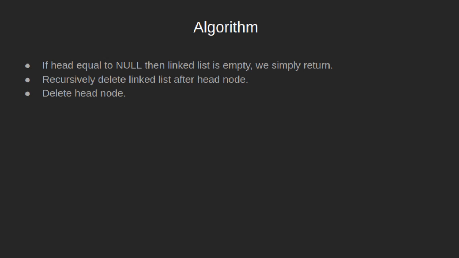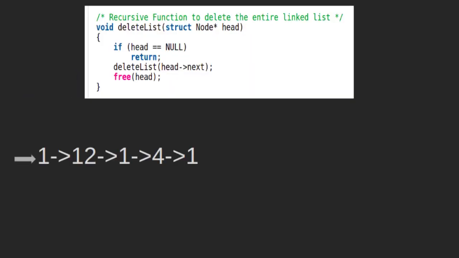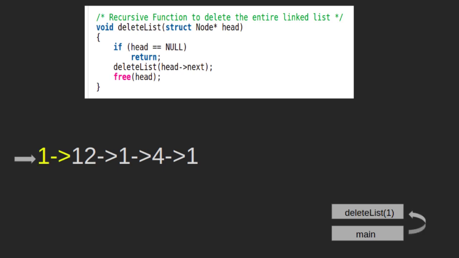Let's understand its recursive code using an example. So, we have to delete a linked list 1, 12, 1, 4, 1. Initially, head will point to 1, so we start by passing head in the function. Initially, main will call the function deleteList with head pointing to 1. Since head is not null, it will recursively call the function on the next node, which is 12.